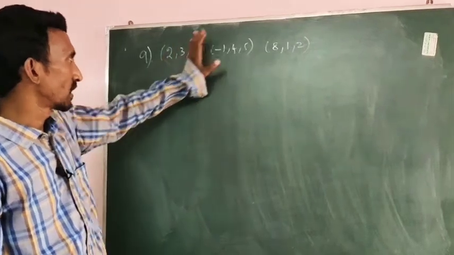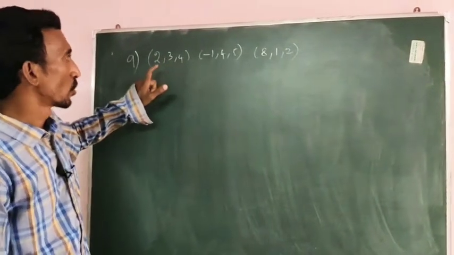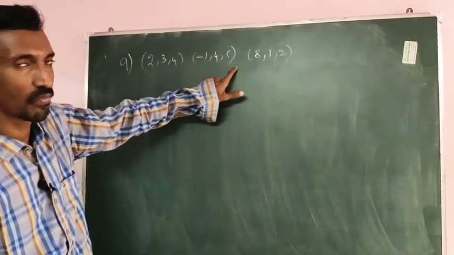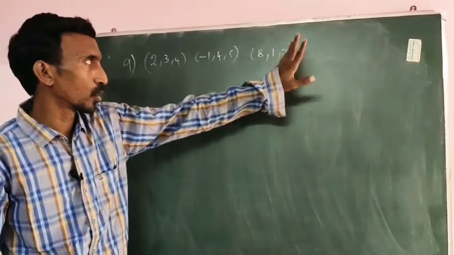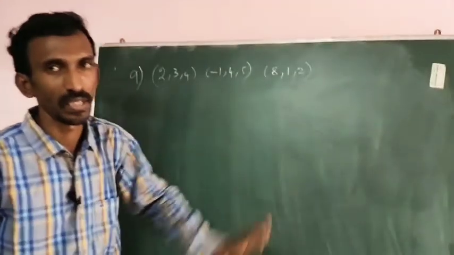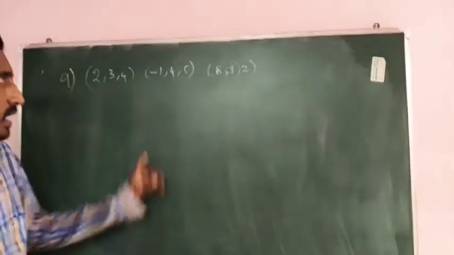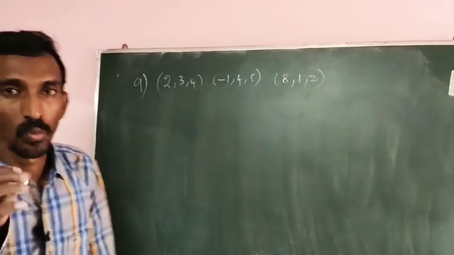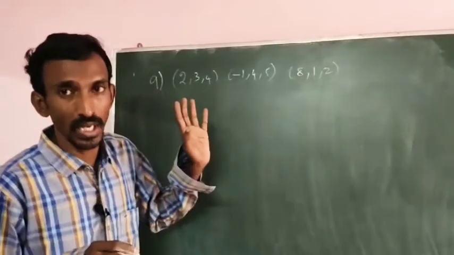Last question in the exercise 6.4, question number 9. Show that the points (2, 3, 4), (minus 1, 4, 5) and (8, 1, 2) are collinear. That means our aim is to prove the 3 points lie on the same line. So be careful while solving this question.